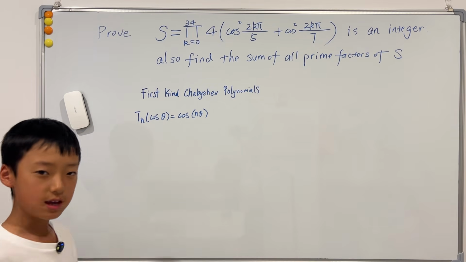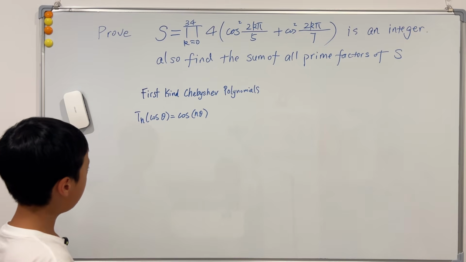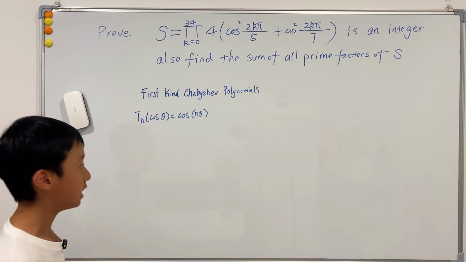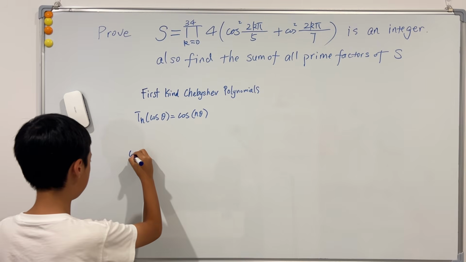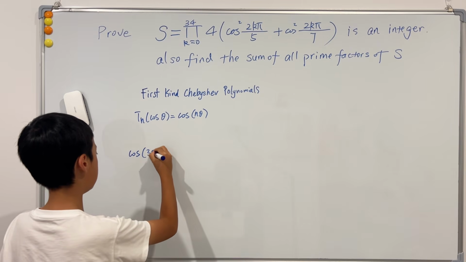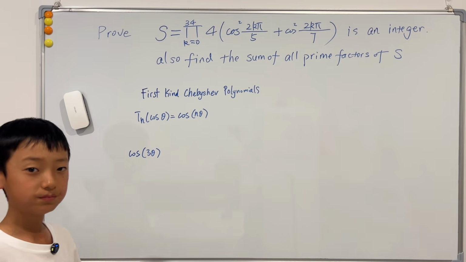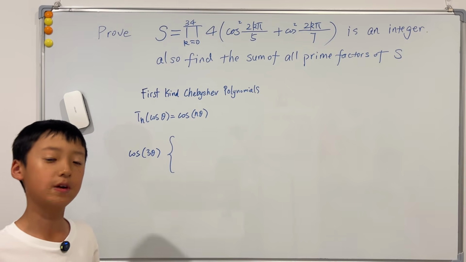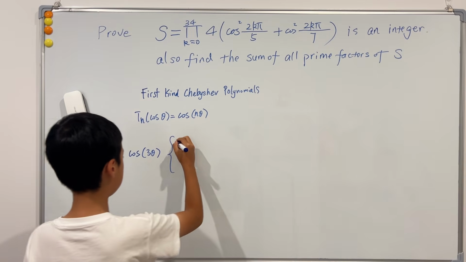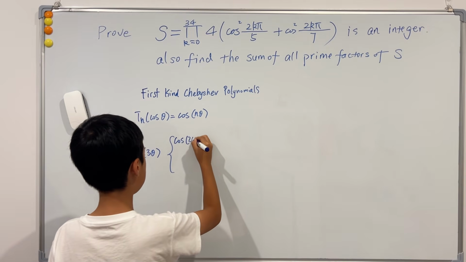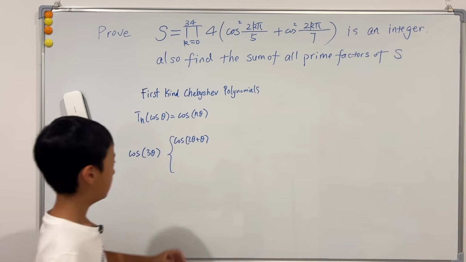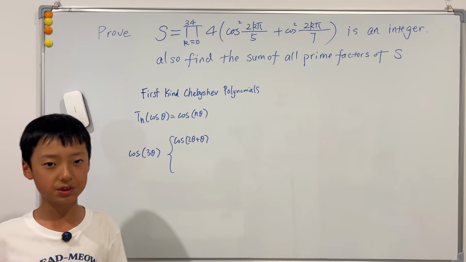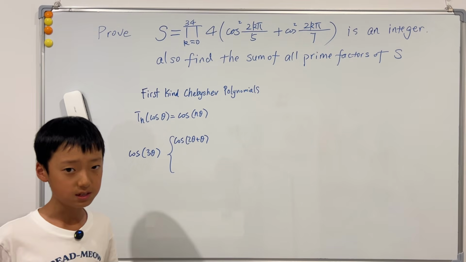Now, before we get to any of the fancy stuff, I first have to tell you the main ways that we usually expand cosine of n theta. Or, to make it simpler, cosine of 3 theta. Well, number one, probably the most typical and fundamental, is using the cosine of a plus b identity. So in this case, cosine of 2 theta plus theta. And then we can expand everything, and usually this is quite easy.